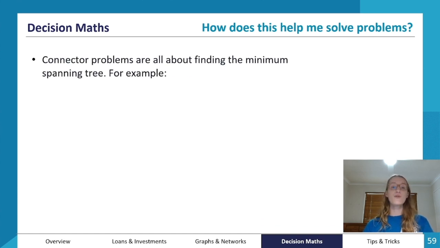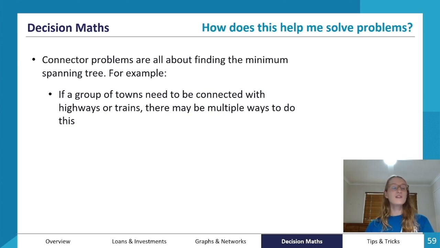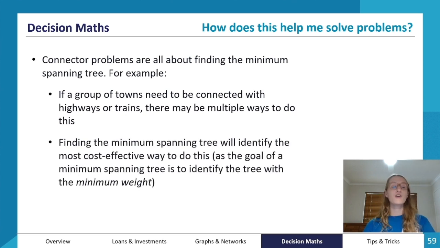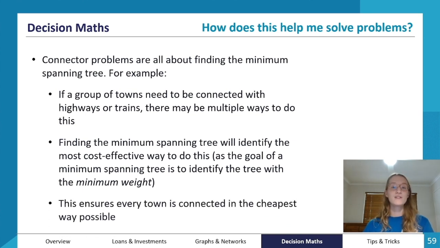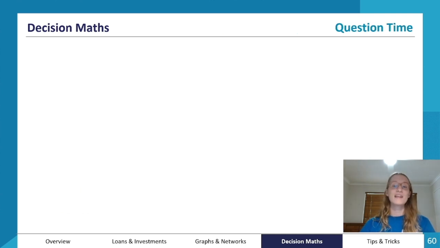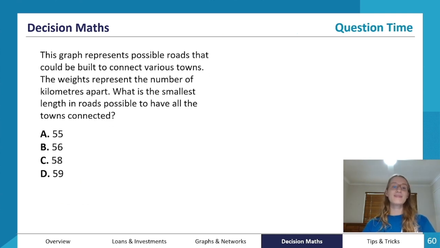So connector problems are all about finding minimum spanning trees. So for example, what's the most efficient way to connect a group of towns by highways or roads or trains? It could be about finding the minimum spanning tree to find the most effective way to do an electrical wiring setup in a house. Or it might be about solving a plumbing problem, because again, the goal is to find the total minimum weight. So it might help us find the most cost-effective way to solve a problem, or connect towns in the cheapest way possible with different roads. So these are all different problems they can help us solve. So let's have a look.